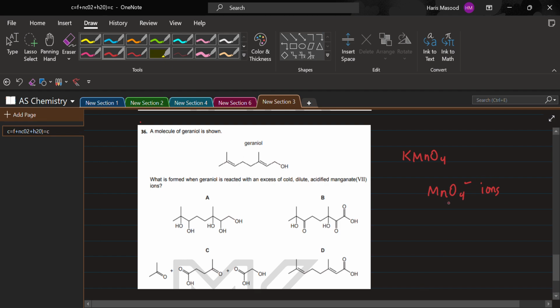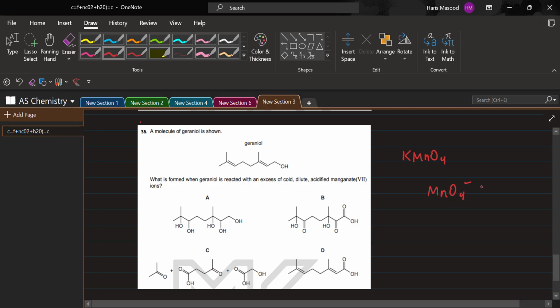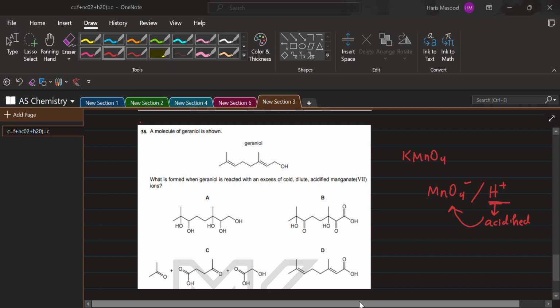And one more thing, sometimes it is written with a slash on one side and H plus. This denotes acidified, that you are acidifying the permanganate ions. So when we use cold dilute KMnO4, what happens? Identify the product.